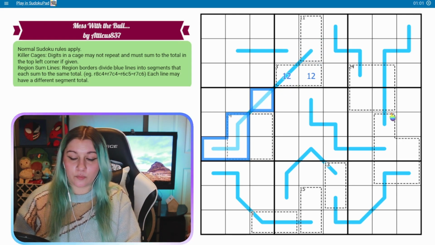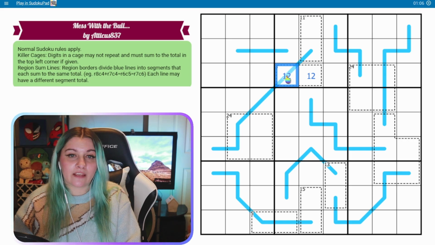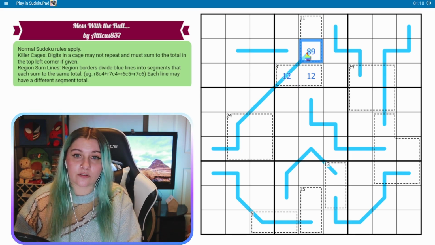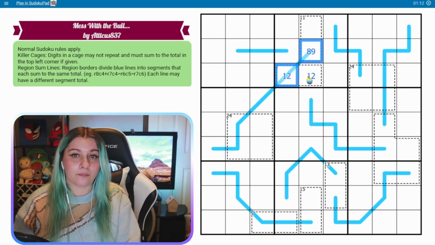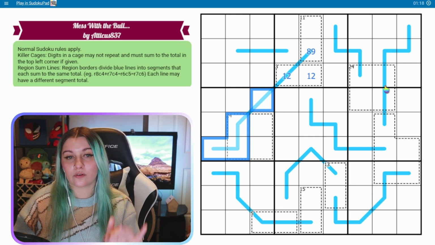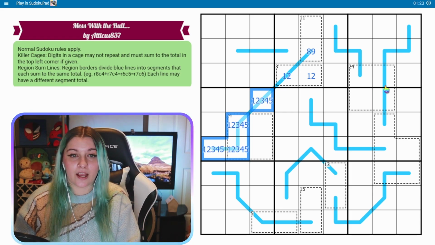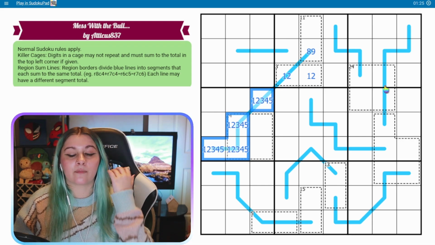This, at a minimum, would be 1, 2, 3, 4, which sums to 10. So if this is a 1, this would have to be a 9. If this is a 2, this would have to be an 8. So this has to be an 8 or a 9. I can't even do 2, 7. And this has to be 1, 2, 3, 4 or 1, 2, 3, 5. Okay, that's good. It definitely uses a 1, 2, 3, and then I'm either doing a 4 or a 5.